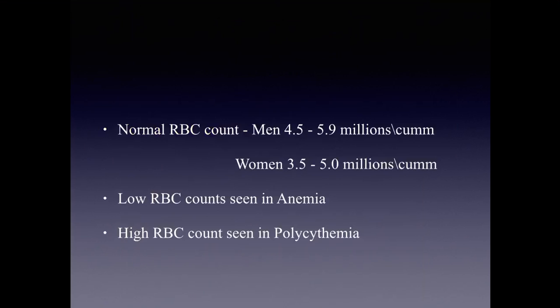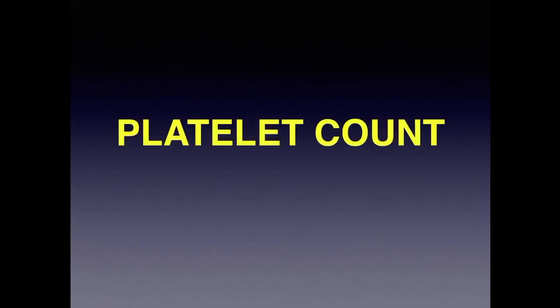Normal RBC count in men is 4.5 to 5.9 million per cubic millimeter, and in women it is 3.5 to 5 million per cubic millimeter. Coming to abnormal RBC counts, a low RBC count is seen in anemia, whereas a high RBC count is seen in polycythemia. Next, coming to the platelet count.